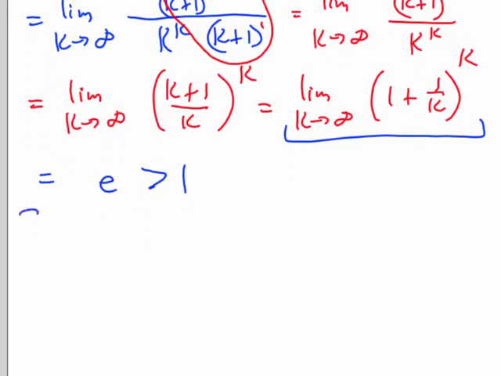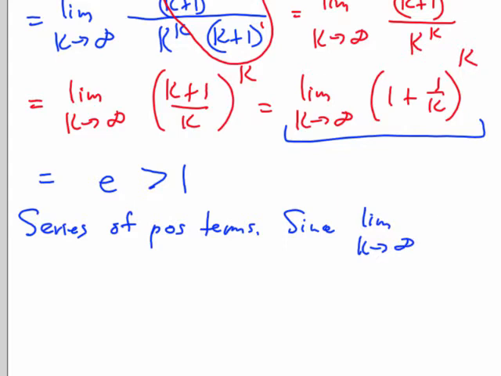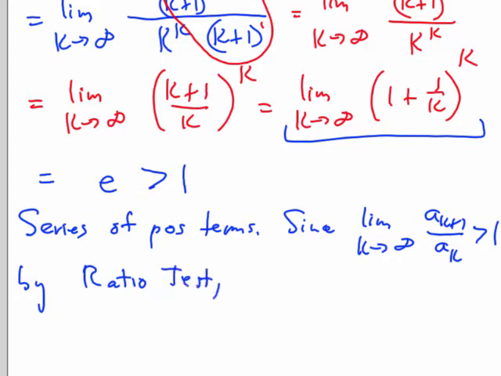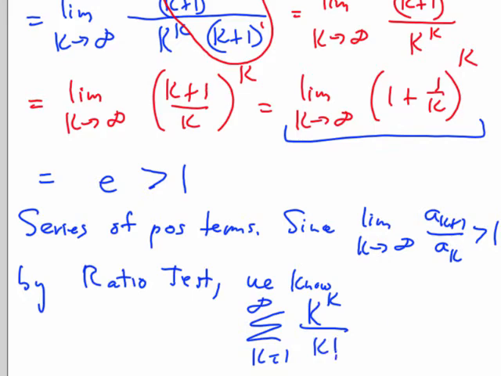So putting it together, we have a series of positive terms. And since we've shown that the limit of the k plus first term divided by the kth term is more than 1, by the ratio test, we know that our original series diverges.